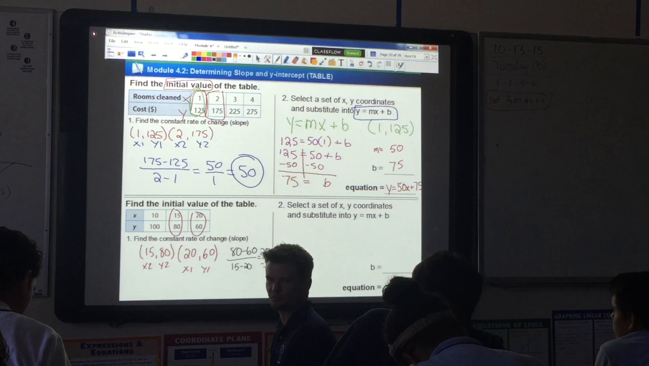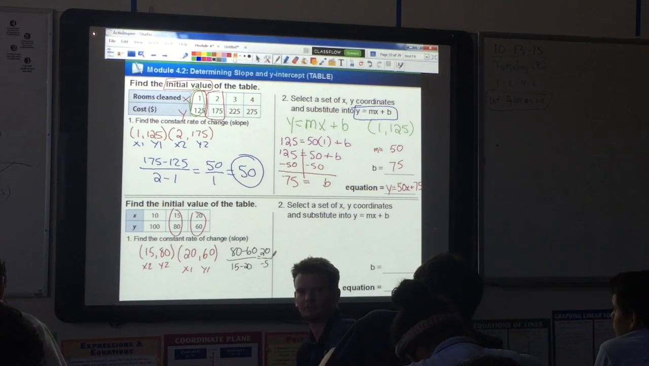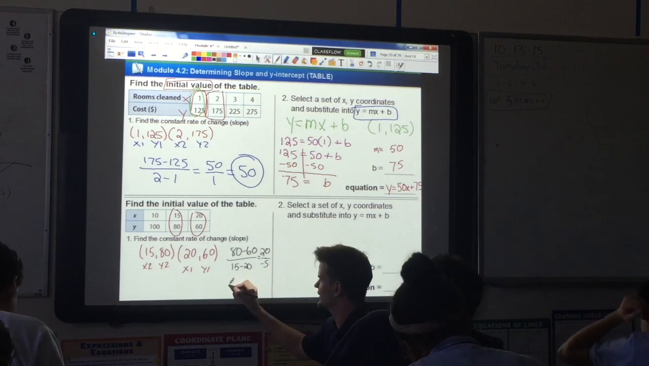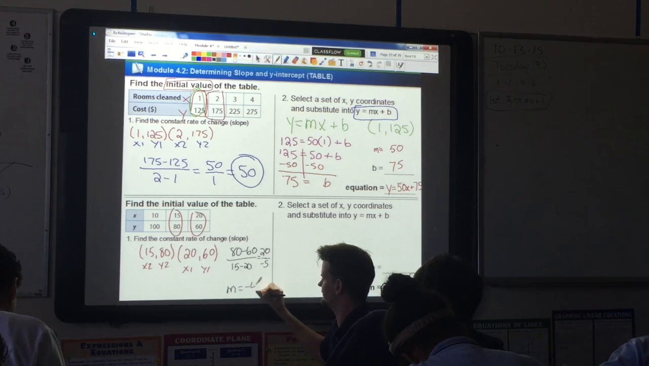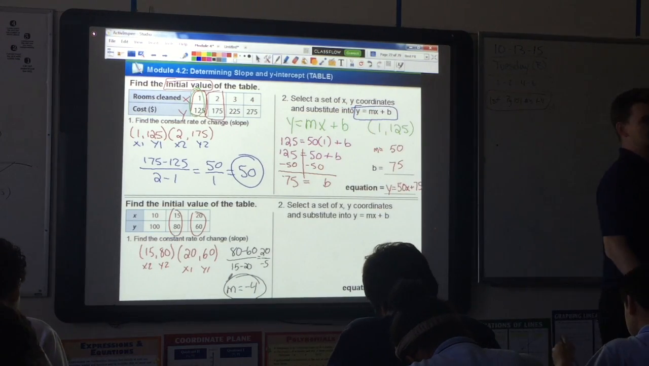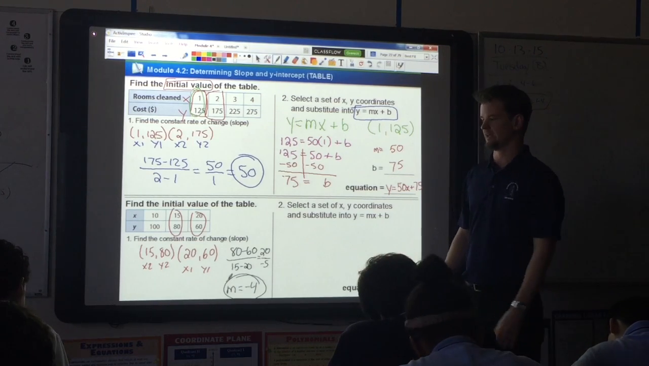And that simplifies down to what? 20 over negative 5 is negative 4. 20 divided by 5 is 4, but we have a positive and negative, so my slope is negative 4. Because it simplifies down to a whole number, we do not leave it as a fraction. We make it a whole number. In this case, my whole number is negative.